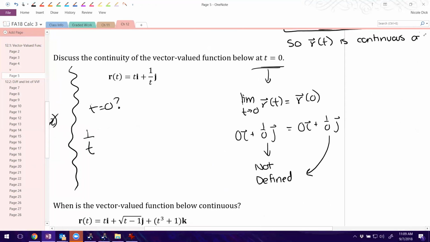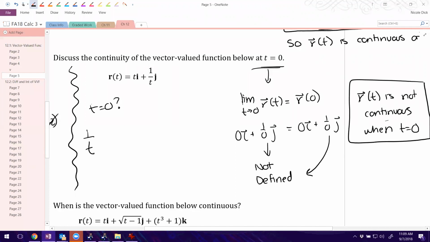We went through to try to show if it's continuous. It wasn't. We can't do anything to rewrite this component to fix that problem. So the final answer for this would just be that this vector valued function, r of t, is not continuous when t equals 0. There's nothing we can do about that. It is just not continuous at this point.